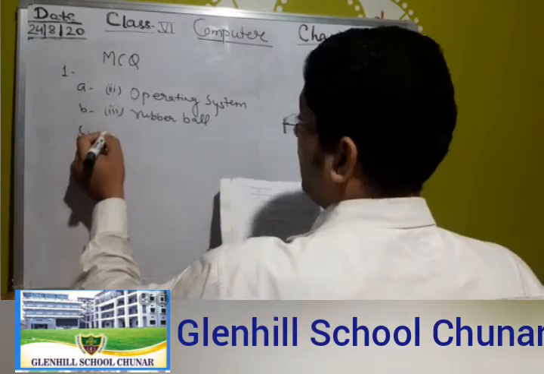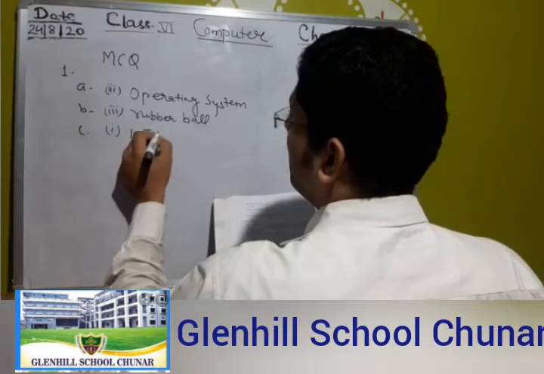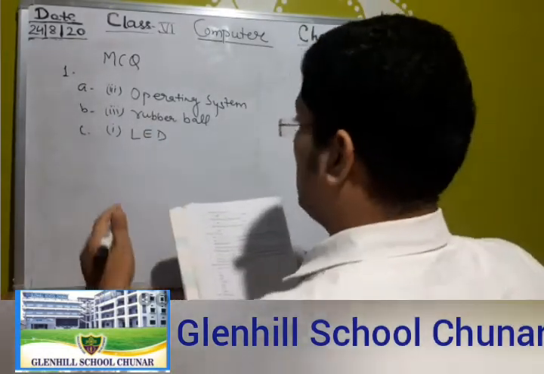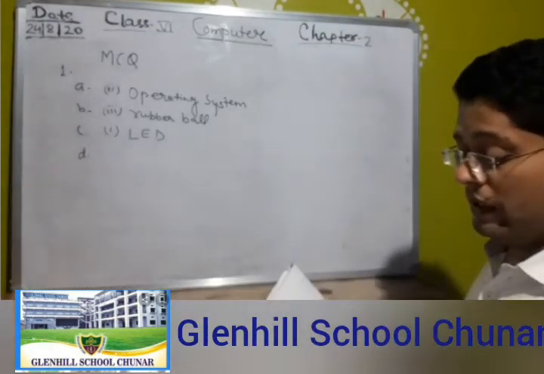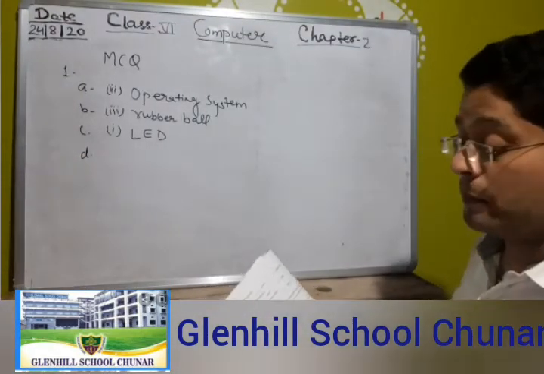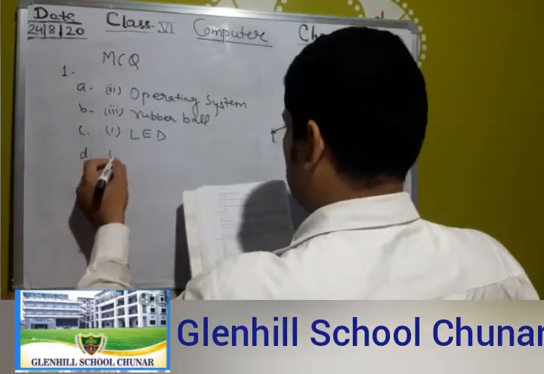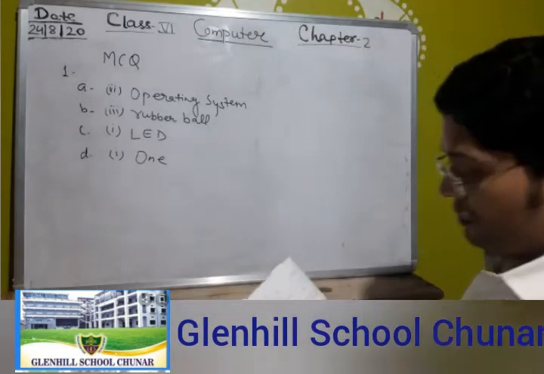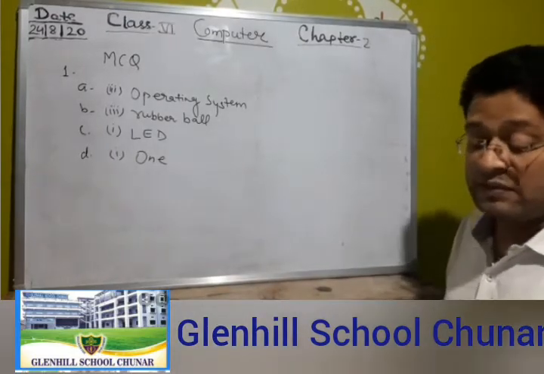C, the bottom of an optical mouse has a LED. Okay, so first, LED, light emitting diode. And D, how many lines does a line printer produce at a time? So the first answer: 1. Okay, student. Yes, so that's your complete MCQ.